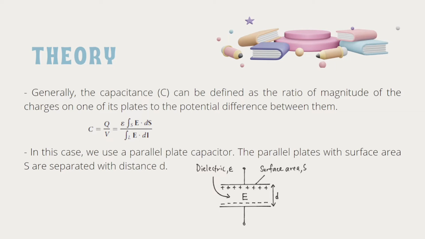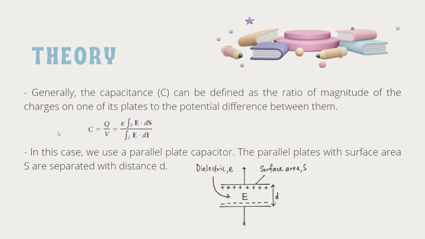I'm Boon Yu Fei, and I will discuss some theory before we look into our experiment. Generally, a capacitor is a device that stores energy and behaves like a battery. The charging and discharging time depends on the capacitance of a capacitor. So the capacitance can be defined as the ratio of the magnitude of charges on one of its plates to the potential difference between them. So here is the general formula of the capacitance.